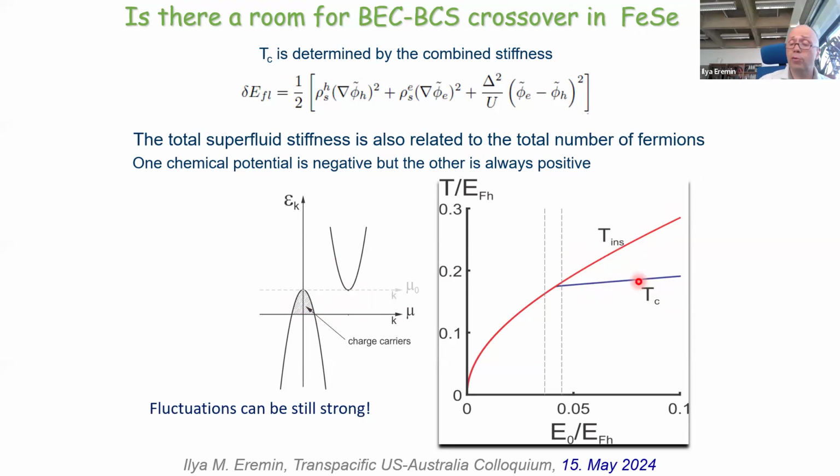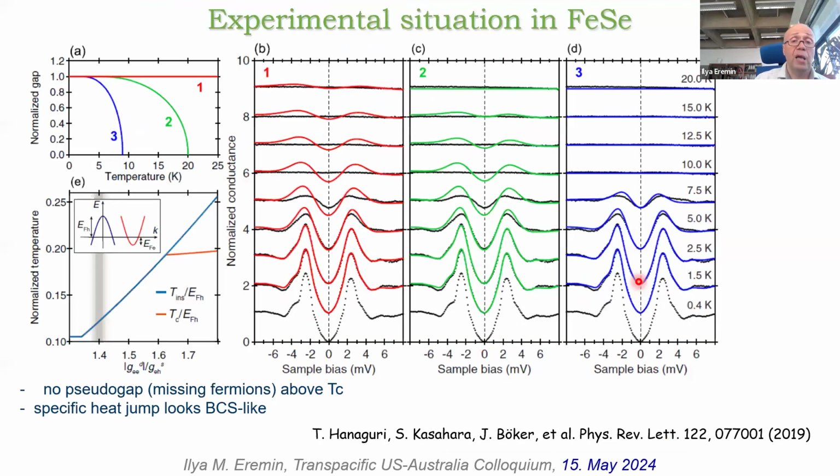And in order to get a crossover, you need to do something, like, for example, apply pressure or dope the system. And this is where you really can see the crossover. However, in pure iron selenium, you don't see that. And this has also been confirmed experimentally in the STM, where they didn't see pseudo-gap features.